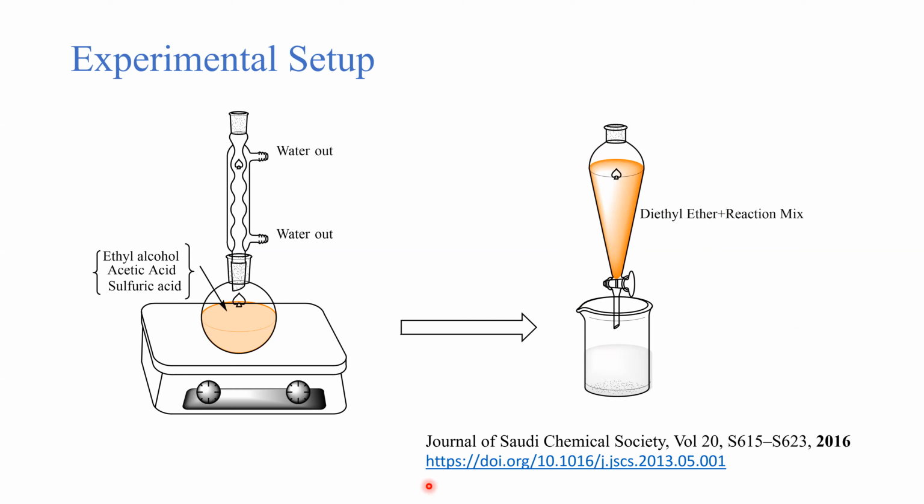This is the reference of one of my papers in which we have discussed the synthetic method, where we set up the reaction conditions and were able to get a 90% yield of our ester. So you can check out this paper if you are interested in what ratio we should choose for the carboxylic acid versus alcohol and the amount of sulfuric acid.